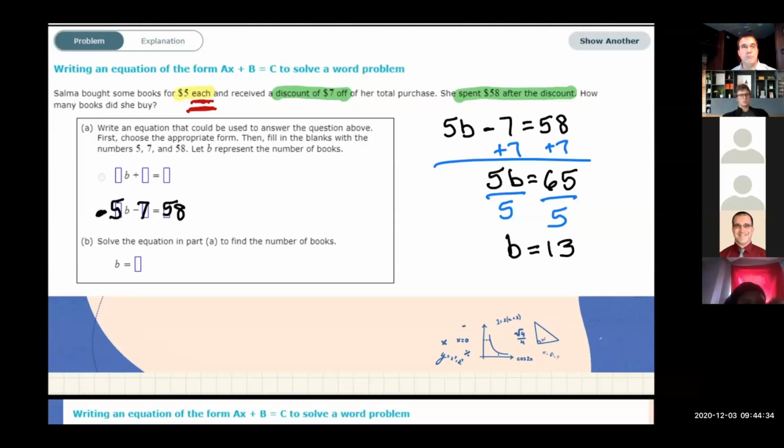And if you don't believe that, or you're wondering, did I really get a right answer? Well, she had to pay $5 for each of those books. So we could say 5 times that 13 books. So that's supposed to be my dot for a times sign. Take away the $7 she got off of them. You could make sure that really does equal $58. Basically, what I just did is I plugged this answer into this equation to see if it works. Any questions there?